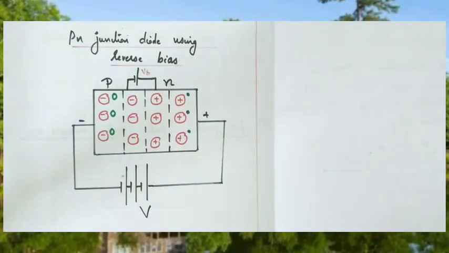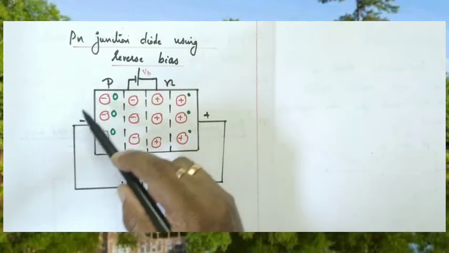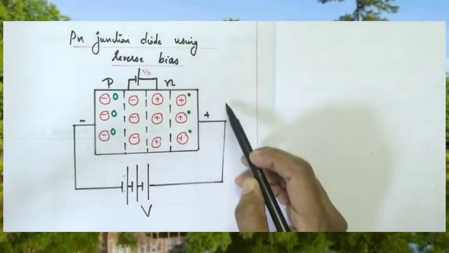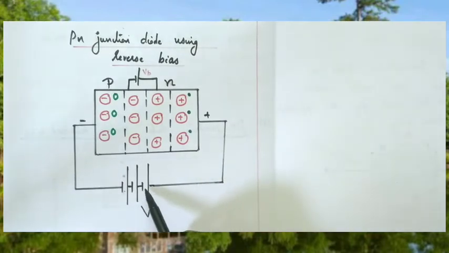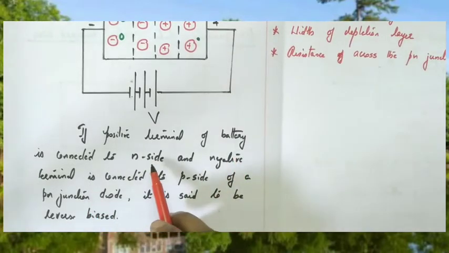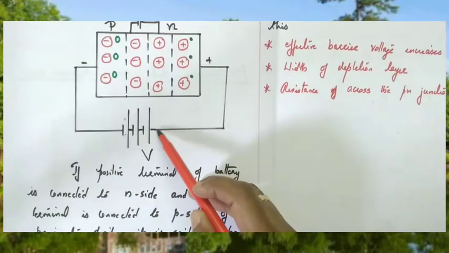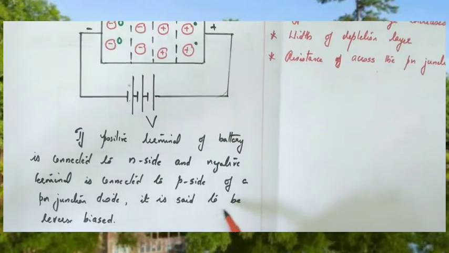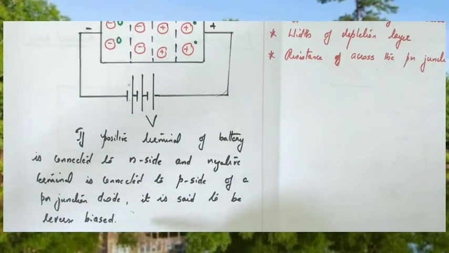Second, we are going to discuss the PN junction diode under reverse bias. In reverse bias, the P region of the semiconductor diode is connected to the negative terminal of the battery, and the N region is connected to the positive terminal of the battery. That arrangement is called a reverse bias. If the positive terminal of the battery is connected to the N side and the negative terminal to the P side of a PN junction diode, it is said to be reverse biased.